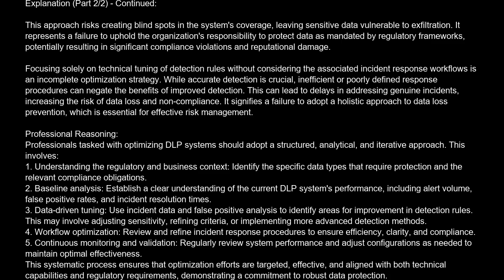Use incident data and false positive analysis to identify areas for improvement in detection rules. This may involve adjusting sensitivity, refining criteria, or implementing more advanced detection methods. 4. Workflow optimization. Review and refine incident response procedures to ensure efficiency, clarity, and compliance. 5. Continuous monitoring and validation. Regularly review system performance and adjust configurations as needed to maintain optimal effectiveness. This systematic process ensures that optimization efforts are targeted, effective, and aligned with both technical capabilities and regulatory requirements, demonstrating a commitment to robust data protection.